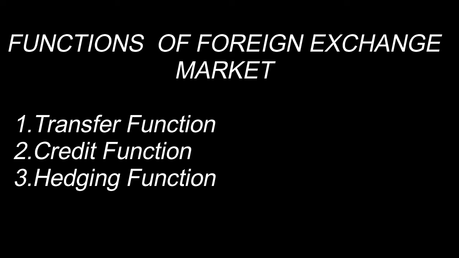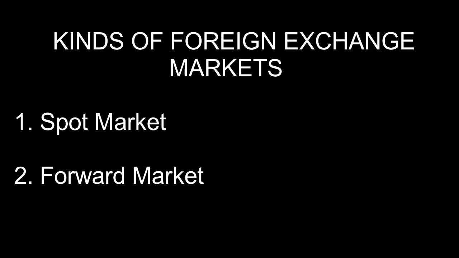Third is the hedging function. When exporters and importers enter into an agreement to sell and buy goods on some future date at the current prices and exchange rates, it is called hedging. The purpose of hedging is to avoid losses that might be caused by foreign exchange rate variations in the future. There are two kinds of foreign exchange markets. One is the spot market and the other is the forward market.